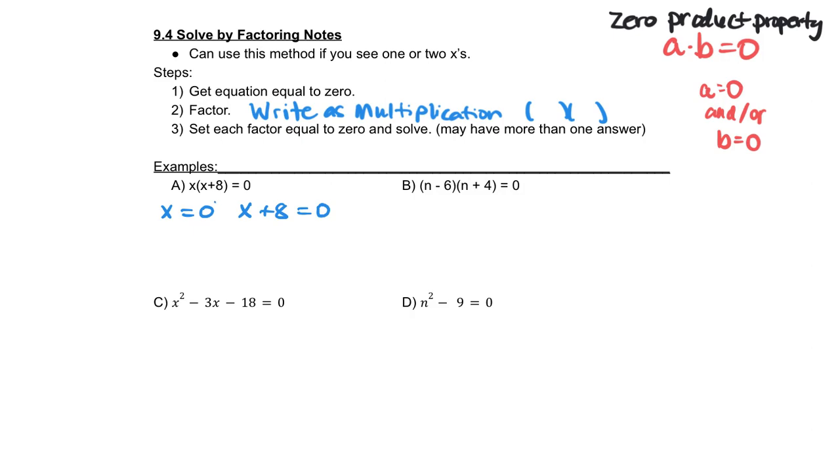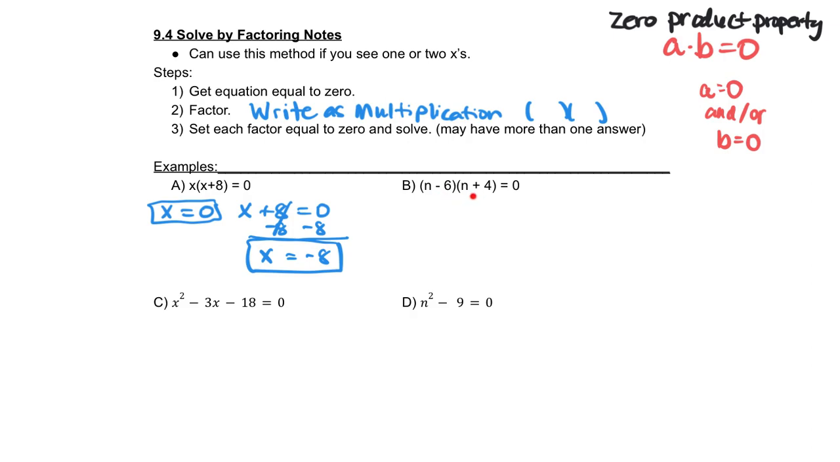x equals 0 is already solved. We know one of our answers. x plus 8 equals 0. I can subtract 8 from both sides, and I'm left with x is equal to -8. And that's my other solution. You can plug these back in just like you do for linear equations and check to see that you get 0, whether I plug in x is 0 or x is -8.